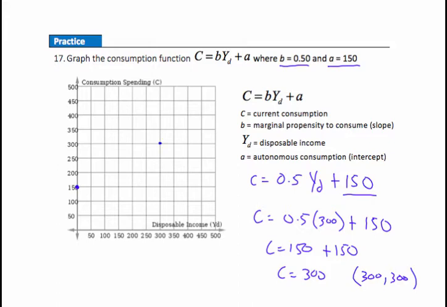So I go ahead now and take my straight edge, connect those points, and I've graphed the consumption function where our marginal propensity to consume is 0.5 and our autonomous spending is 150.